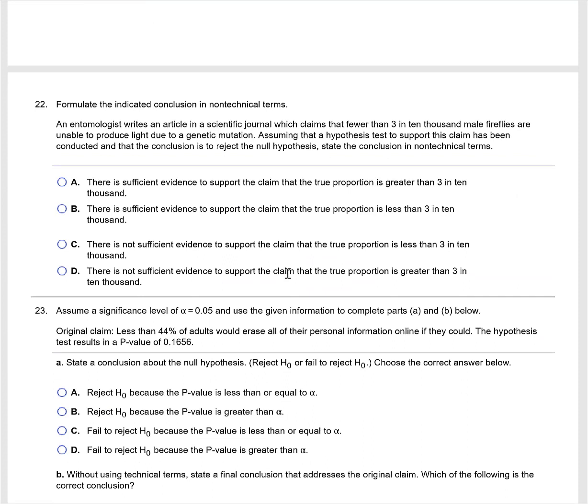And the same kind of situation here, the entomologist is writing that article. In this case, he's talking about 3 in 10,000. Assume the hypothesis test to test this claim has been conducted and the conclusion is to reject the null. State the conclusion in non-technical terms. So if we reject the null, then we have sufficient evidence to support the claim that, in this case, the proportion is less than. So the correct answer is going to be choice B.